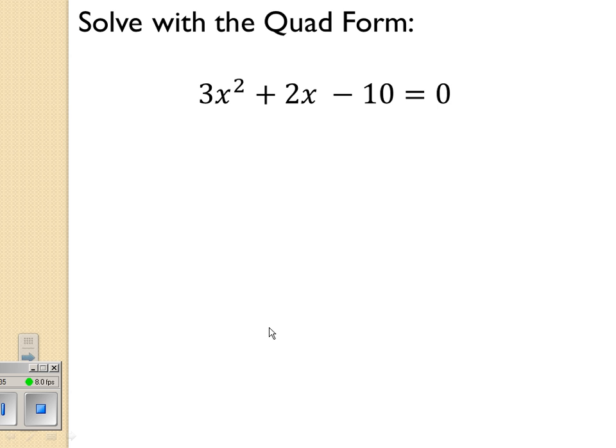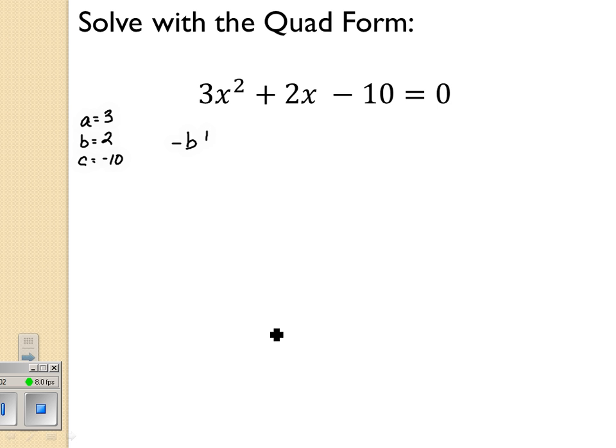So let's take a look at one of these. So in this particular one, a is going to be 3, b is 2, and c is negative 10. Now watch those negative numbers when they crop up, or those negative coefficients. Do not leave the negative sign behind. Okay, that will really mess up your formula as you're working with it.